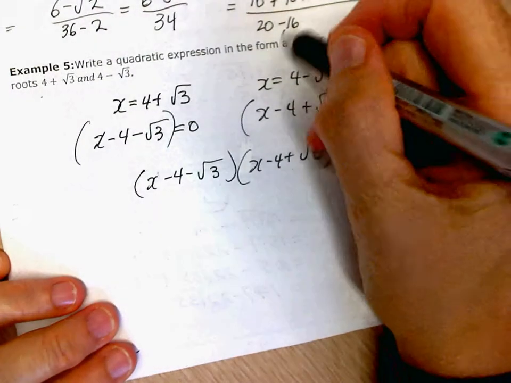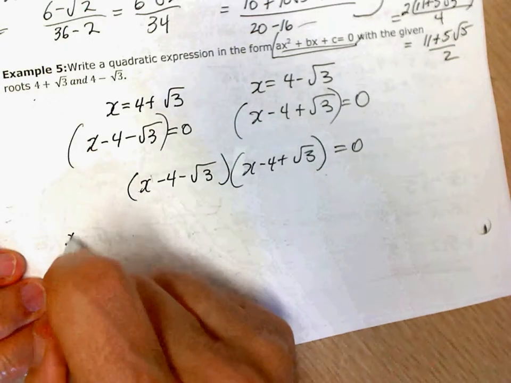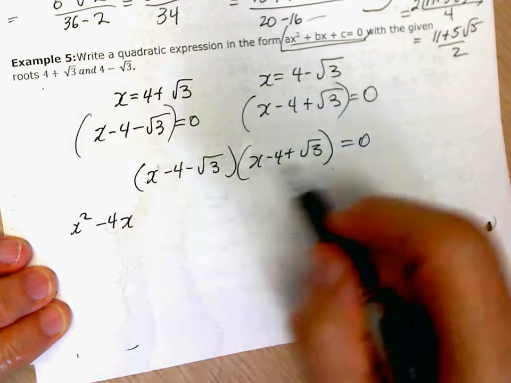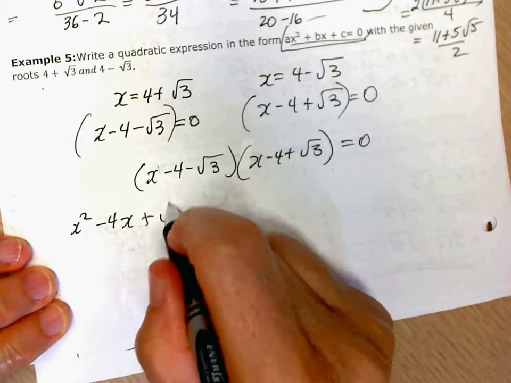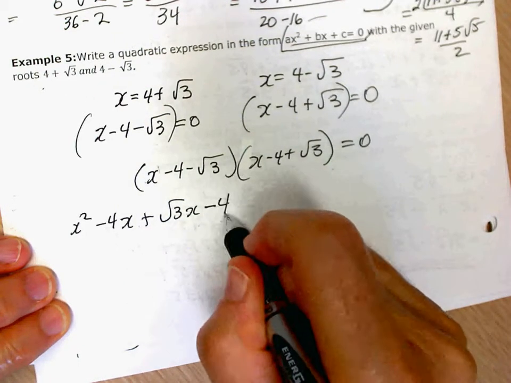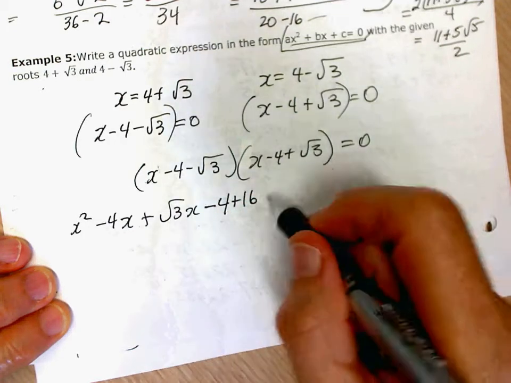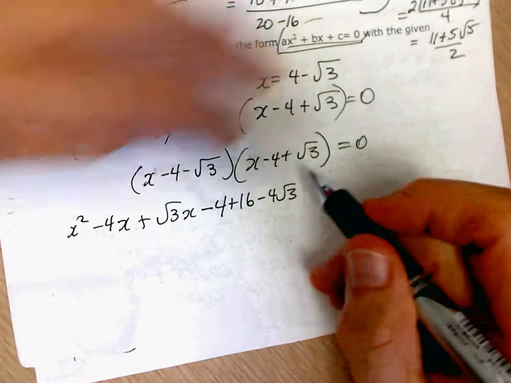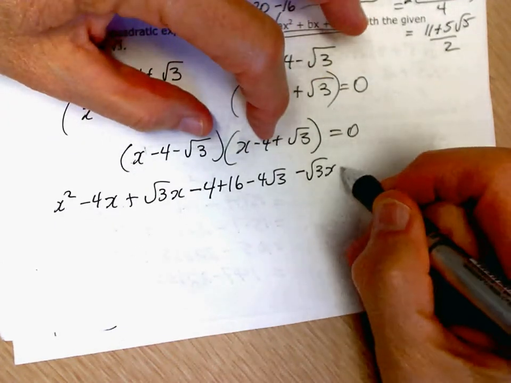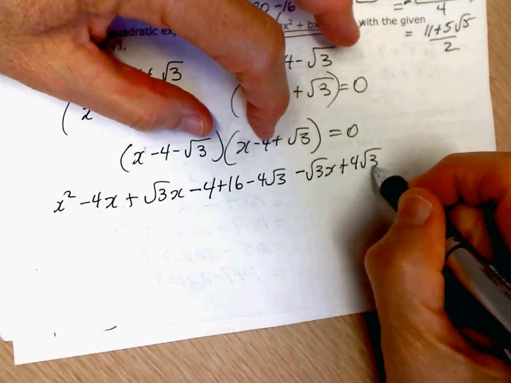Now they want that equation in this form, so we're going to FOIL. X times x is x squared. X times negative 4 is negative 4x. X times 3 is root 3x. Negative 4 times x is negative 4x. That's going to be positive 16. And that's negative 4 root 3. This is going to be minus root 3x. Then plus 4 root 3, and this is going to be plus root 9 equals 0.